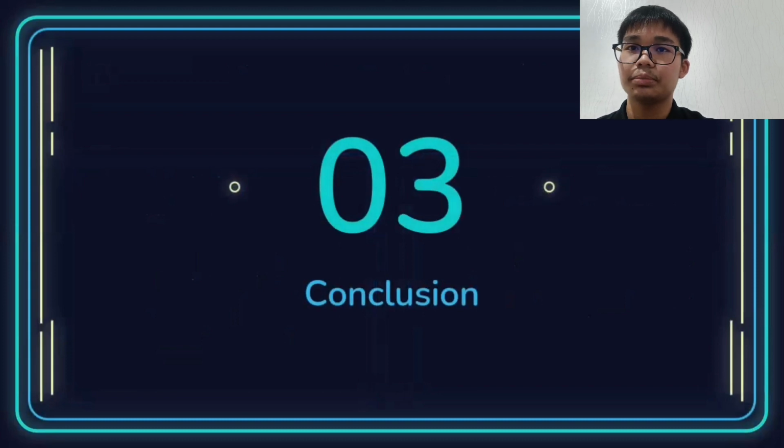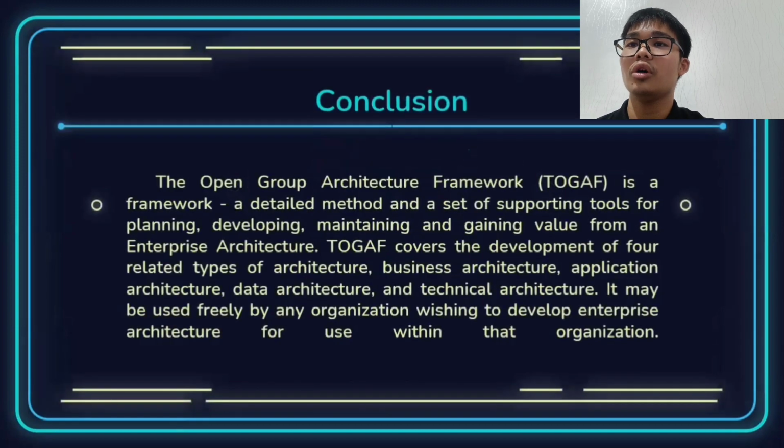And moving on to the last part of the PowerPoint, that is conclusion. So, The Open Group Architecture Framework or TOGAF is a framework, a detailed method and a set of supporting tools for planning, developing, maintaining, and gaining value from an enterprise architecture. TOGAF covers the development of four related types of architecture, which are business architecture, application architecture, data architecture, and technical architecture. It may be used freely by any organizations wishing to develop enterprise architecture for use within the organizations.